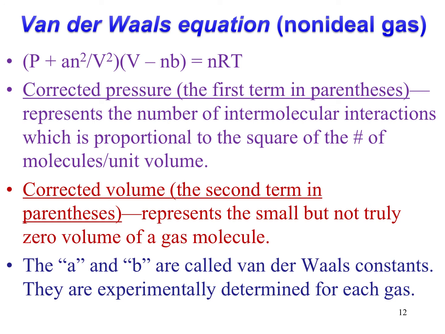The first term in parentheses is the corrected pressure. It represents the number of intermolecular interactions, which is proportional to the square of the number of molecules per unit volume: moles squared divided by volume squared. The second term in parentheses is the corrected volume. It represents the small but not truly zero volume of a gas. Thus, it is proportional to the number of moles.